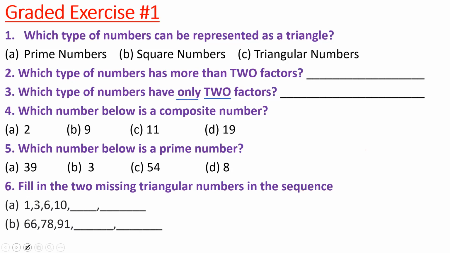So we have 1, 3, 6, and 10. Those are all triangular numbers. But when you add the next number, what is the other number in that pattern? Then we have 66, 78, and 91. When I add the other constants, what are the other triangular numbers? All right. So that's going to be the exercise.